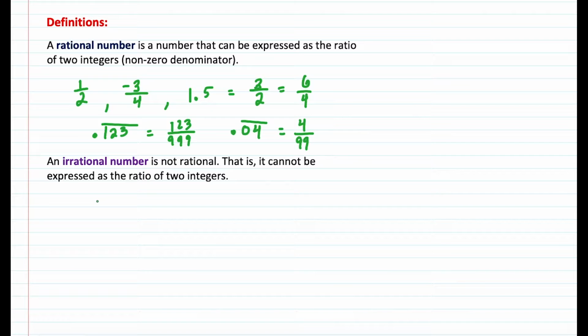Okay, but irrational numbers are simply numbers that are not rational. That is, there is no fraction representation for them involving two integers. Classic examples are something like square root 2, square root 5. Anytime we have the square root of a non-perfect square, we have an irrational number.